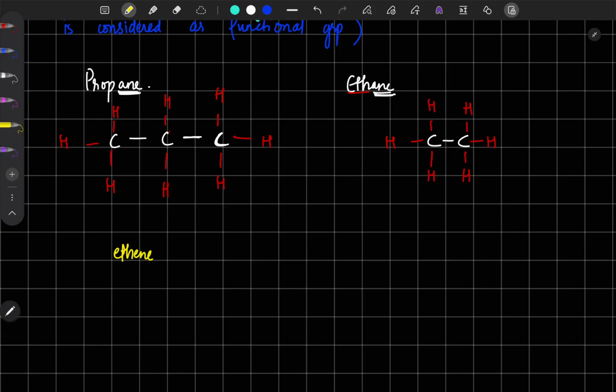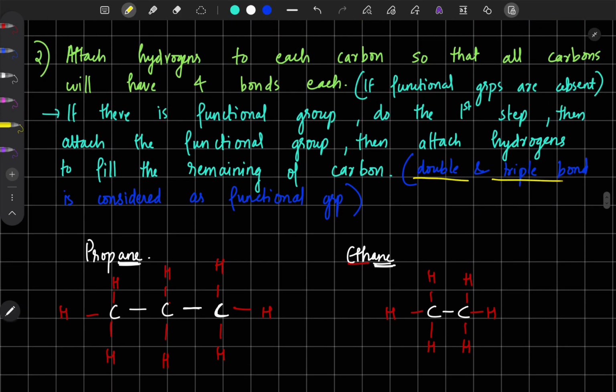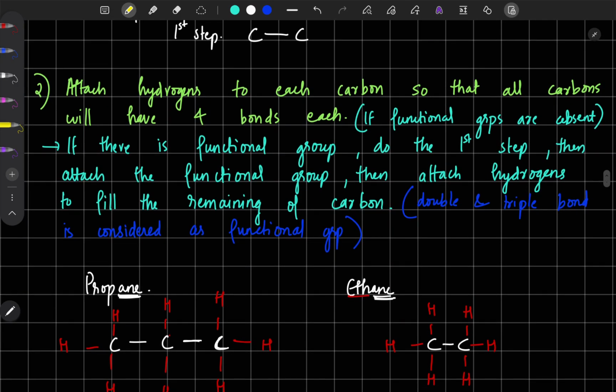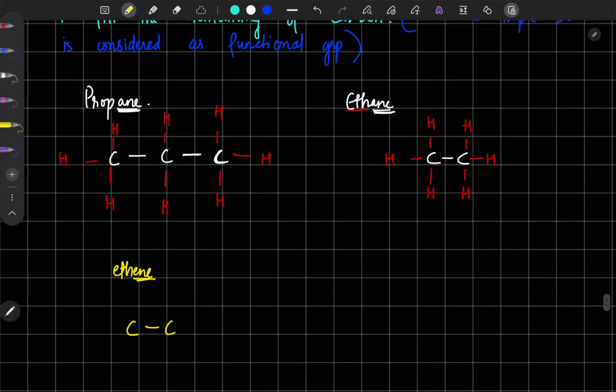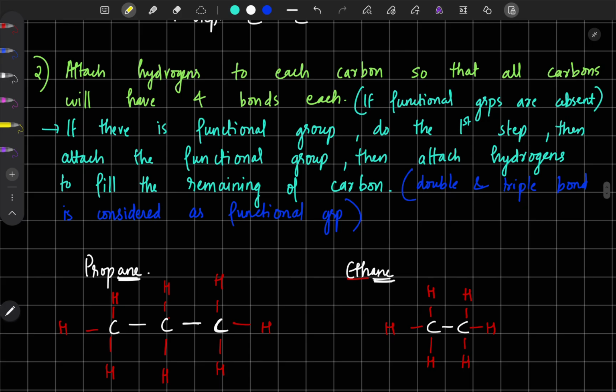Let us draw ethene. So how will we do it? Eth means what? 2 carbon atoms. Now comes the important thing. There is ENE. I told you earlier that double bonded and triple bonded compounds can be considered as a functional group. One second, let me erase this. So what is our second step? If there is a functional group, do the first step we have done: attach the carbons in a straight chain. Then attach the functional group. That is the second thing.